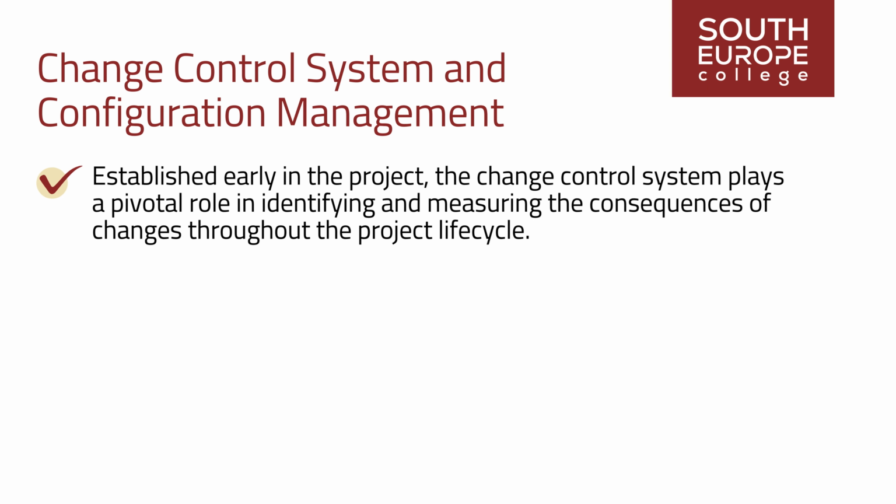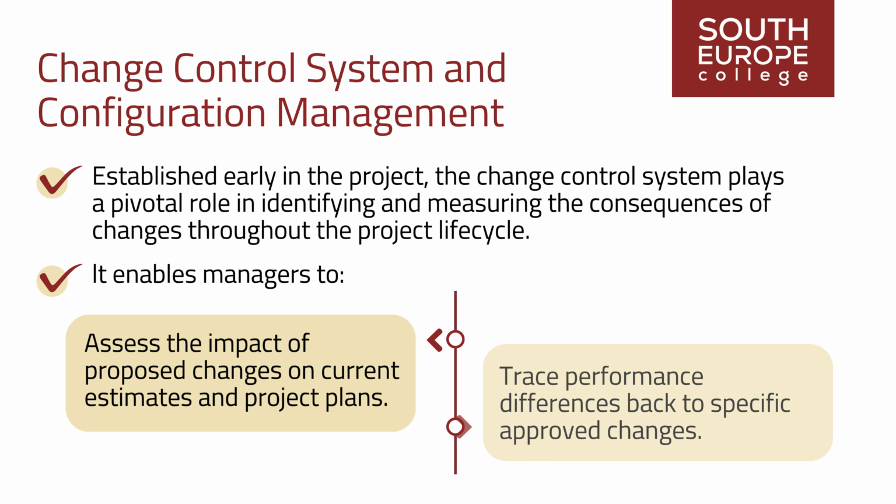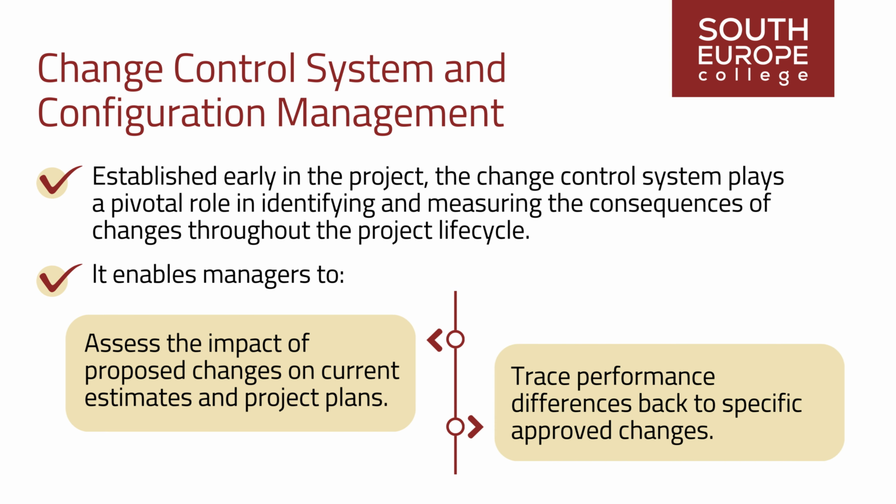Established early in the project, the change control system plays a pivotal role in identifying and measuring the consequences of changes throughout the project lifecycle. It enables managers to assess the impact of proposed changes on current estimates and project plans and trace performance differences back to specific approved changes.